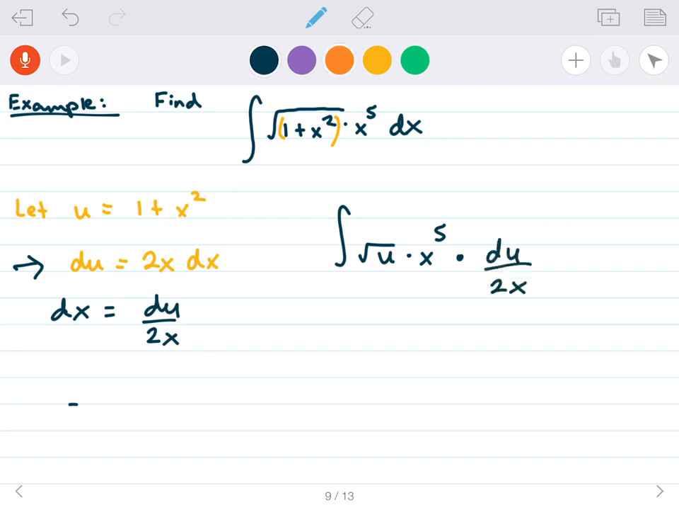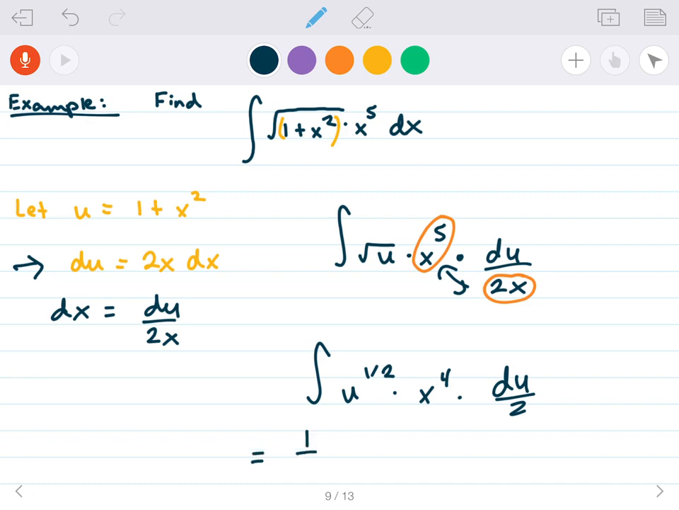All right, fine. So that's going in here. And I can simplify these x's. So this is going to be, and the square root of u is just u to the 1/2. Now, this is going to become x to the 4 times du over 2 when I simplify those in orange. I can bring the 1/2 to the front, and I just get this. So far, so good.